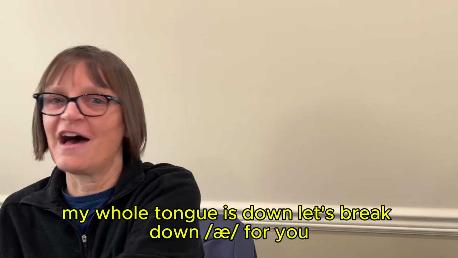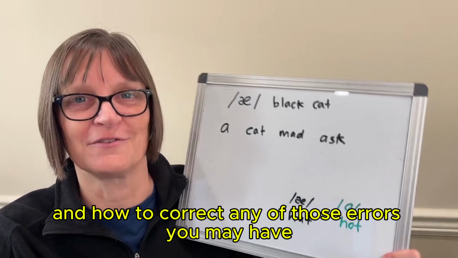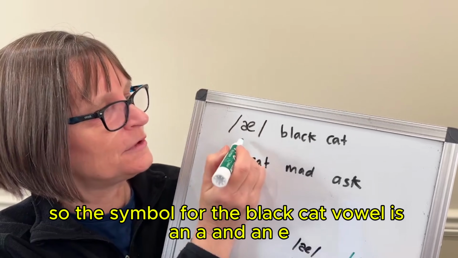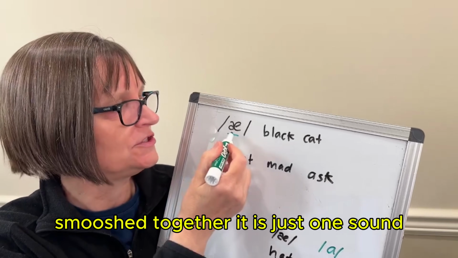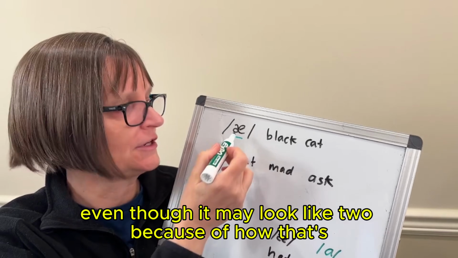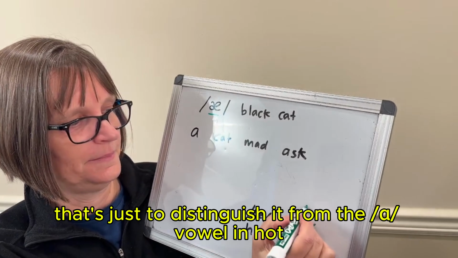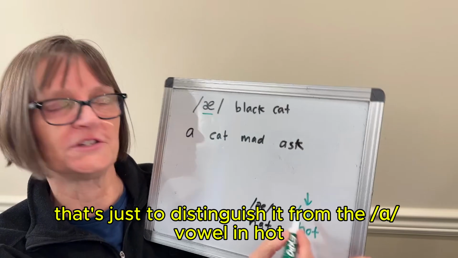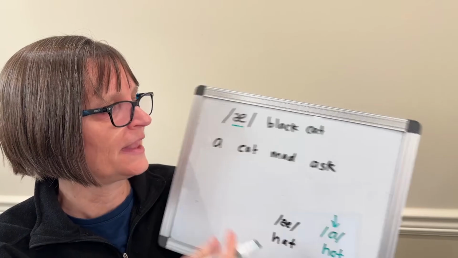Let's break down this vowel for you, talk about accent error patterns and spelling, and how to correct any of those errors you may have. So the symbol for the black cat vowel is an A and an E smushed together. It is just one sound, even though it may look like two because of how that's written. That's just to distinguish it from the ah vowel in hot, which has the IPA symbol of this type of A.